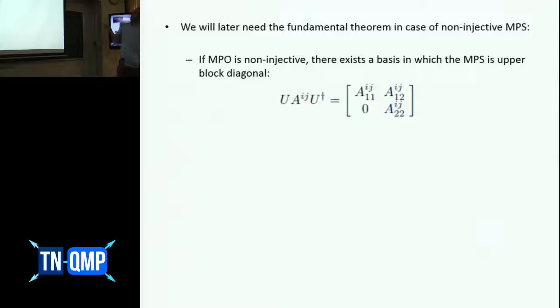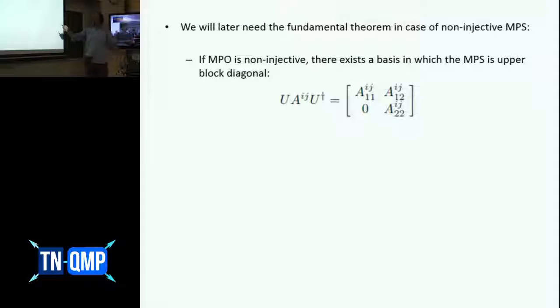The first thing that we need to realize is that there already exists a basis in which the MPS is upper block diagonal. This was also mentioned by Frank, I think, yesterday or the day before. If you're not injective, you can always write your MPS or MPO in this form. There exists a unitary transformation that identifies the invariant subspaces, such that this is upper block triangular. And what is clear is that this block has no meaning whatsoever, because the MPO or MPS is defined by taking traces of these upper triangular matrices, so this thing will never occur.